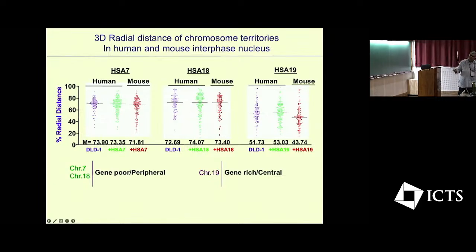I already showed you this data about an additional copy of either chromosome 7 or 18 or 19 and how they localize to their cognate location. And this was also a surprise to us because when we quantified the radial distances of human chromosome 7, human 18, or human 19 in the mouse, you can again see that the transcriptionally active human chromosome organizes itself in terms of its radial distance at the border in chromosome 7, at the border in chromosome 18, and also towards the interior for the gene-rich chromosome 19.